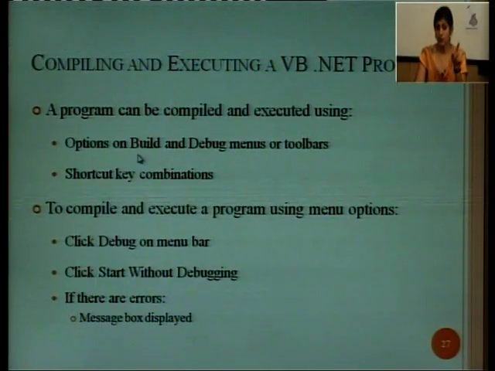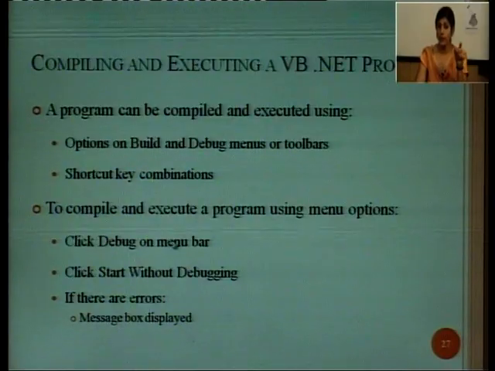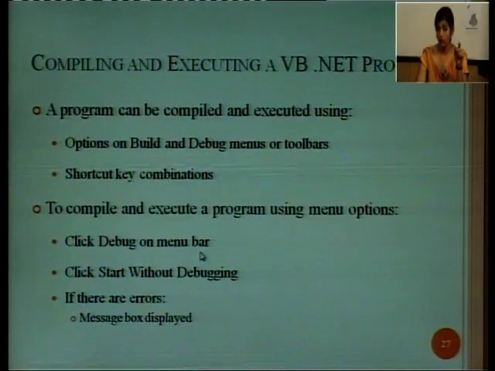There are two options on the top of the screen. One is build and one is debug, and there are tools in the toolbar also, icons by which you can debug or build your program, or you can use a shortcut key combination to execute a program. To compile and execute a program using the menu option, click on debug on the menu bar. How do you debug your program? Click on the debug button and click start without debugging.